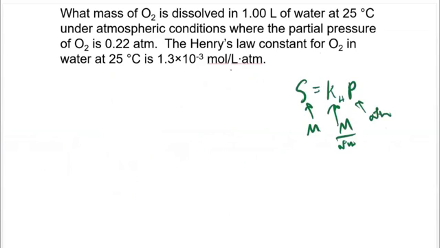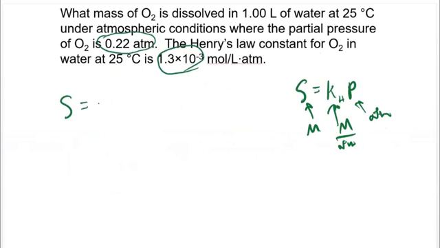Okay, so let's read the question. What mass of O2 is dissolved in 1 liter of water under atmospheric conditions with a partial pressure, so we're given pressure, 0.22 ATM. The Henry's law constant is 1.3 times 10 to the negative third. We're given that as well. So from that, even if you're not sure what the question's asking, mass, there's no mass in this equation. We're given pressure and we're given the KH. Let's plug it in and see what we get.